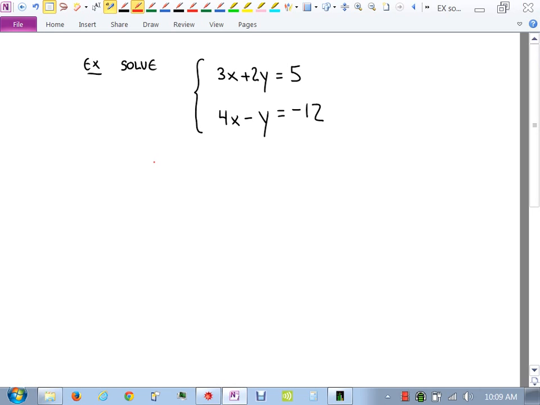Now, I'm going to use substitution to try and solve this. And so my first step is to pick an equation and a variable I wish to solve for. You want to do the second equation? And which variable? Y? Why do you want y in the second equation?